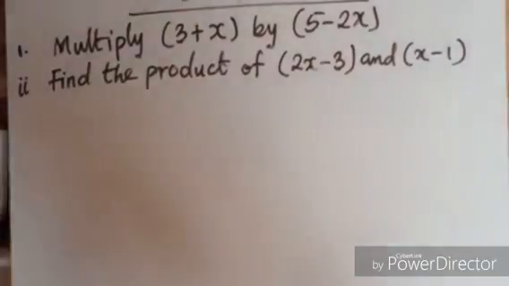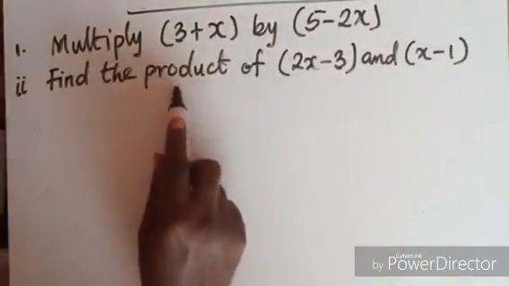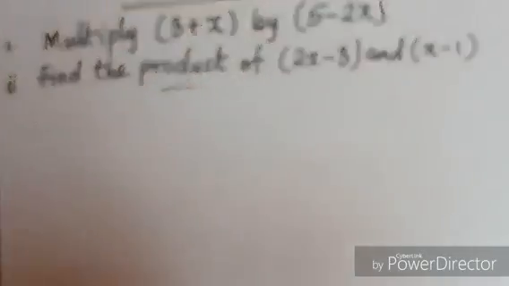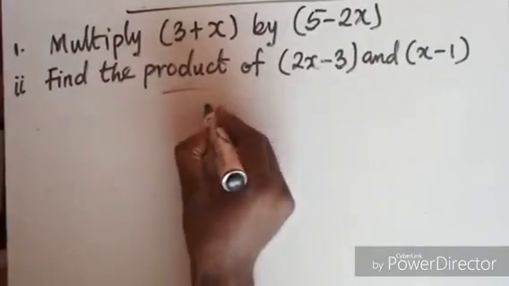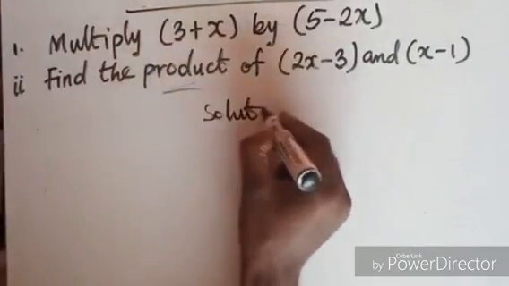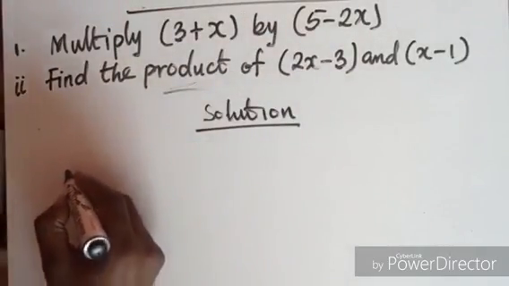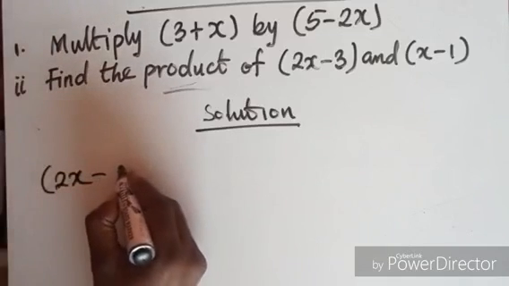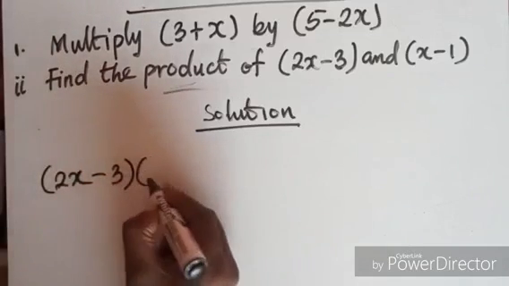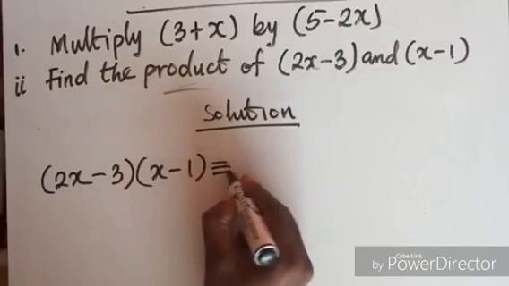Okay, so the second part also is multiplication. Find the product. Product means multiplication. So we have the product of these numbers. Let us see how we go about it. So I have my solution. As usual, I'm going to have my 2x minus 3, then x minus 1. I bring my equivalency sign.